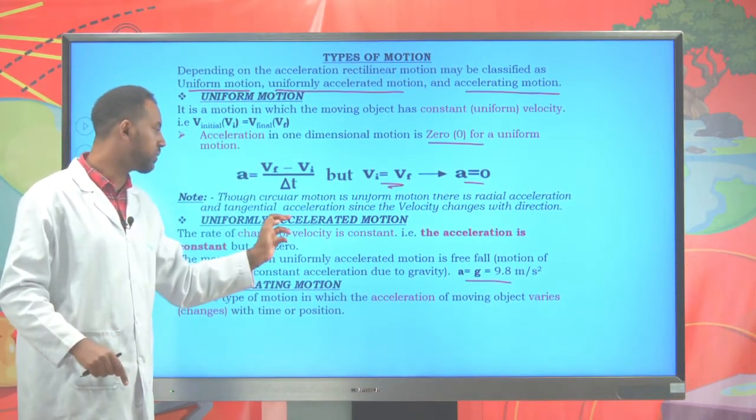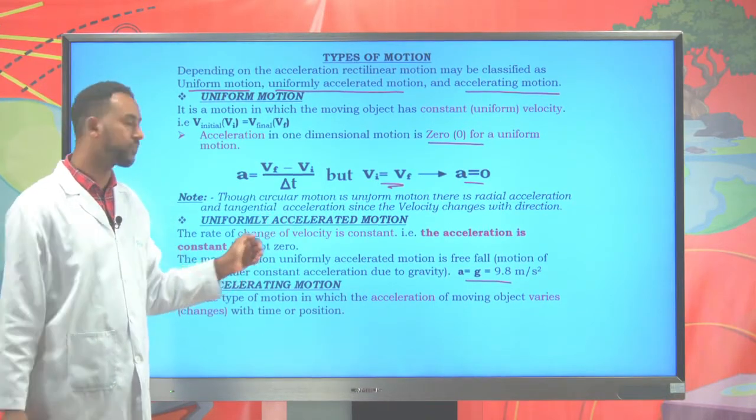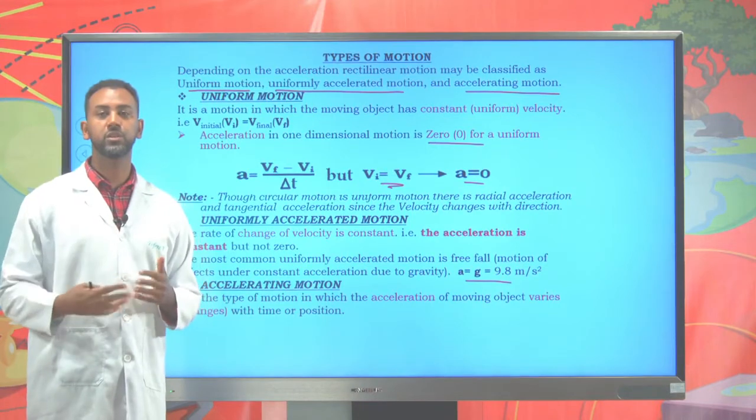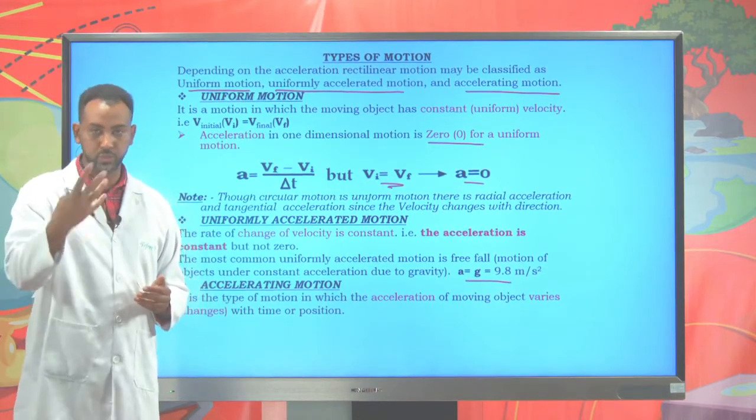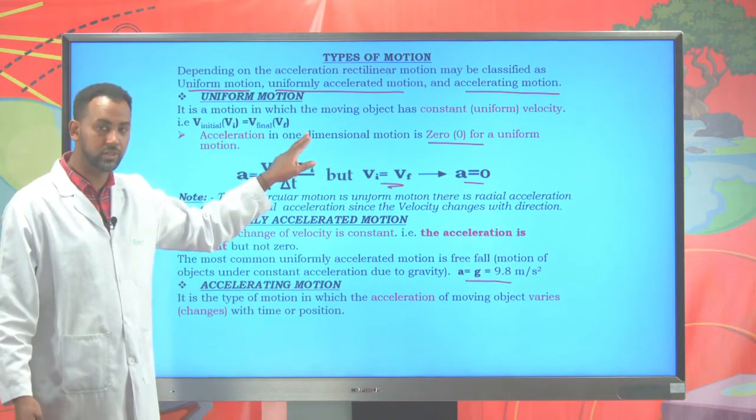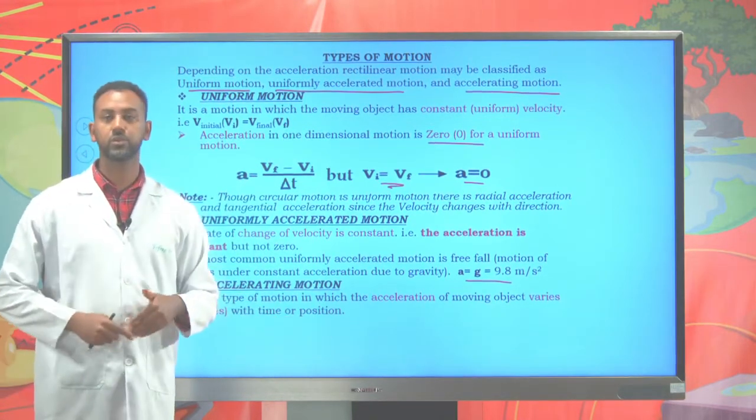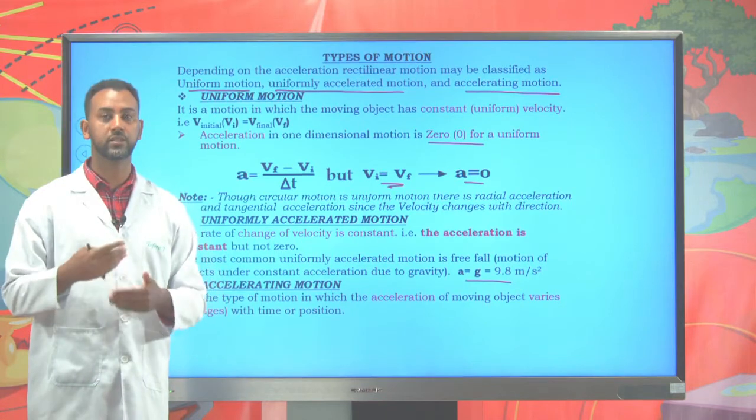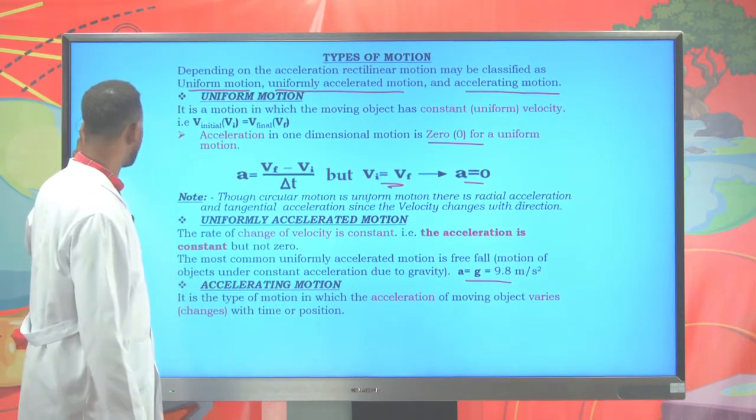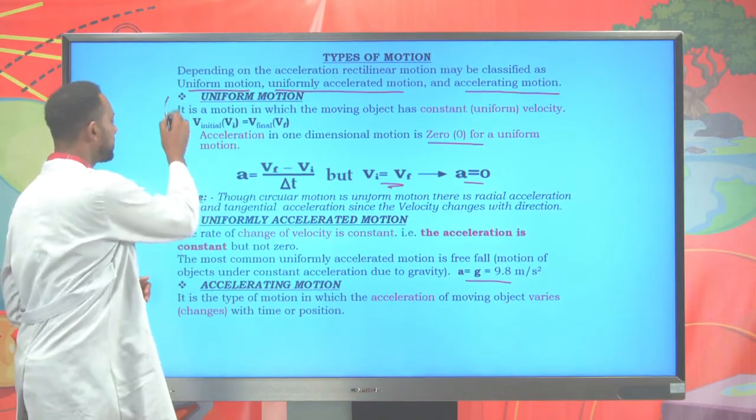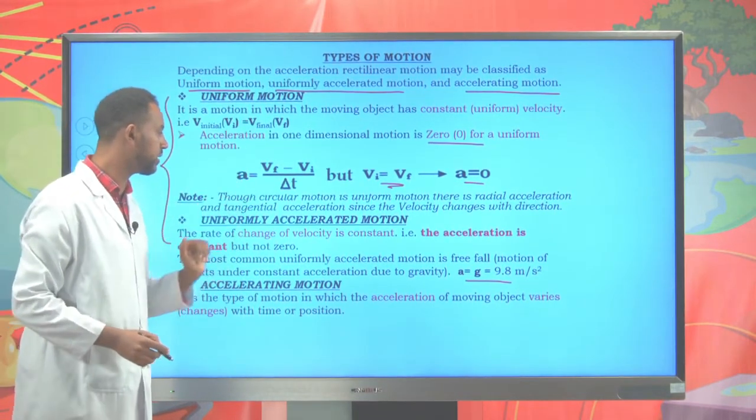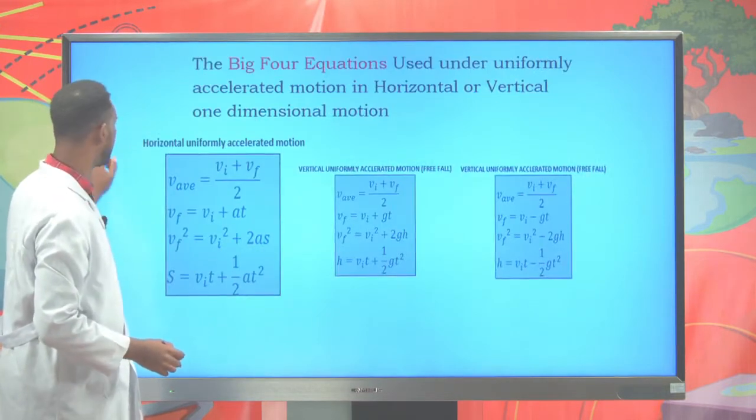But for a uniformly accelerated motion, acceleration is constant. Whereas accelerating motion is the motion in which the acceleration itself varies with time. Here the acceleration remains constant, and there the acceleration is 0, but accelerating motion is a motion in which its acceleration itself changes with respect to time. So keep this in your mind, and we mainly focus on uniform motion and uniformly accelerated motion.